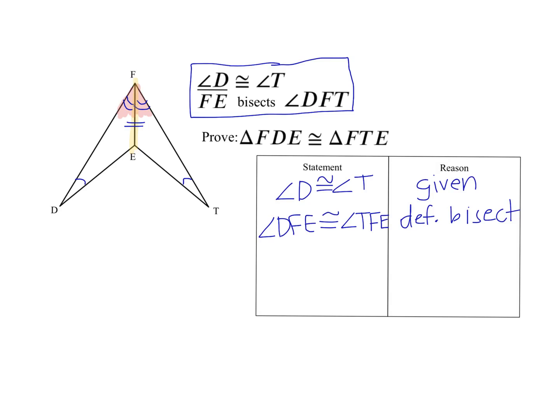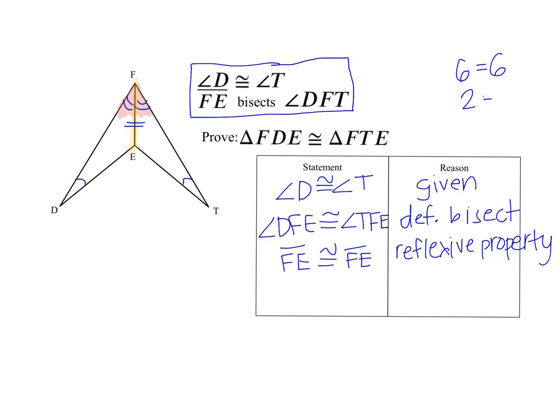So I could say line segment FE is congruent to line segment FE. And this is called the reflexive property. Basically, the reflexive property says that if something is itself, then it has to be the same thing, which sounds a little bit confusing. Let me give you an example. The reflexive property would be like if I say 6 is equal to 6 or 2 is equal to 2, because this is itself. It's that exact number. But let's get back to our picture. The reflexive property in our picture is just showing us that because it's a shared side on both of the triangles, it definitely has to be the same.